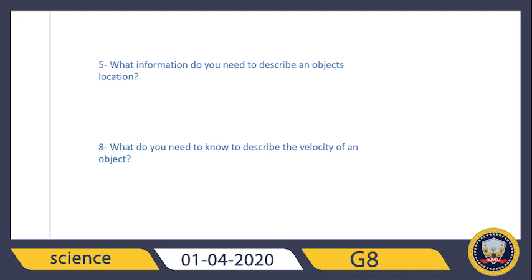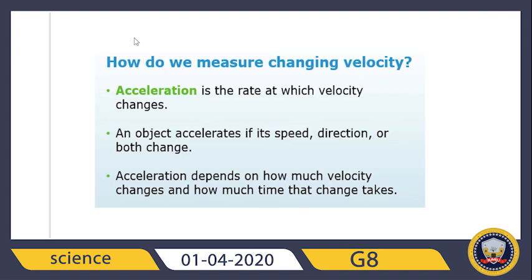Okay, so guys, let us start our second lesson, which is acceleration. So how do we measure changing velocity? Guys, actually acceleration is the rate at which velocity changes. So we have two kinds of velocity. We have the average velocity and we have what? A changing velocity. Changing velocity actually is called what? Acceleration.